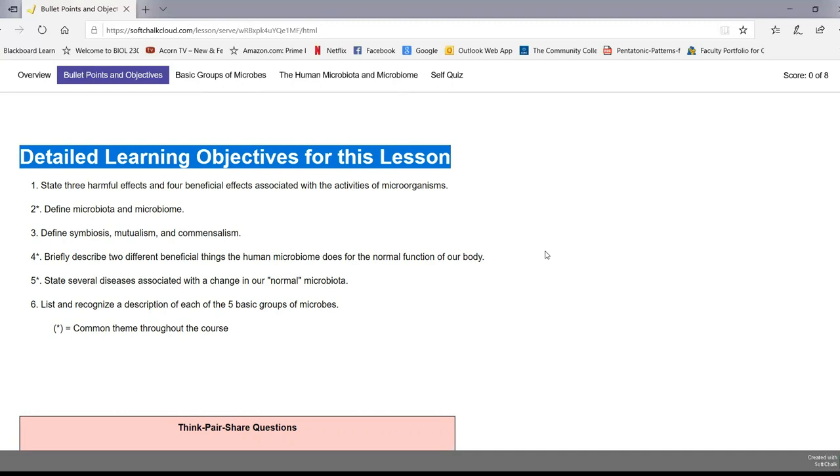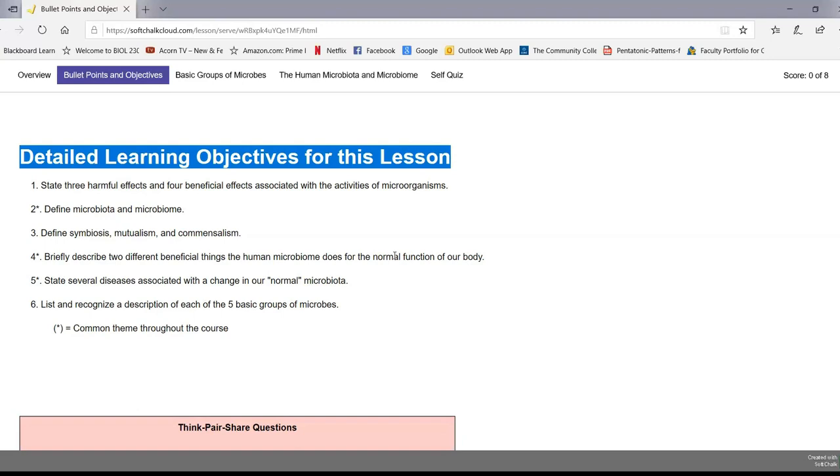So notice the detailed learning objectives for this first SoftChalk lesson. It says you should be able to state the 3 harmful effects and 4 beneficial effects associated with the activities of microorganisms. You should be able to define microbiota and microbiome. You should be able to define symbiosis, mutualism, and commensalism. You should briefly describe 2 different beneficial things the human microbiome does for the normal function of our body. State several diseases that are associated with a change in our normal microbiota. And finally, list and recognize a description of each of the 5 basic groups of microorganisms. So those are the things we're going to be learning in this first SoftChalk lesson.